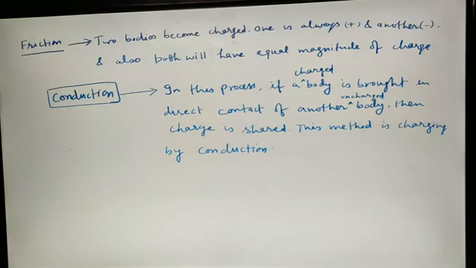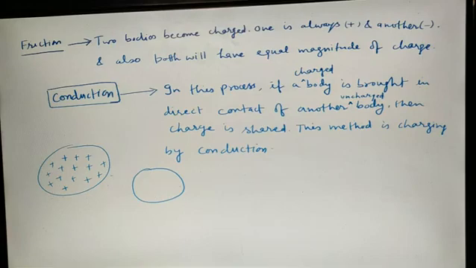In this process, with an example, let us say this is a body where there is a deficiency of electrons, so this is positively charged, and there is another body. This is neutral, meaning there are equal numbers of protons and electrons. If these two bodies are connected with the help of a conducting wire, or brought in direct contact, this one was positively charged and this other body was uncharged.